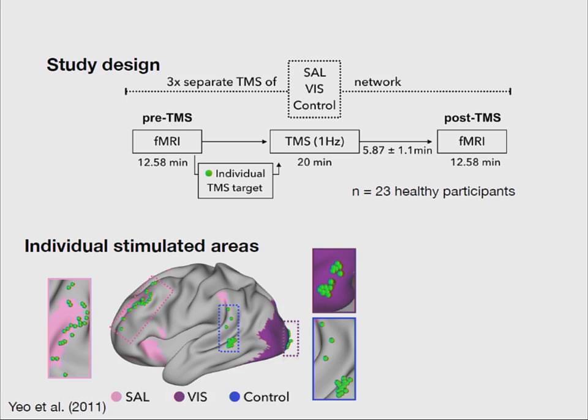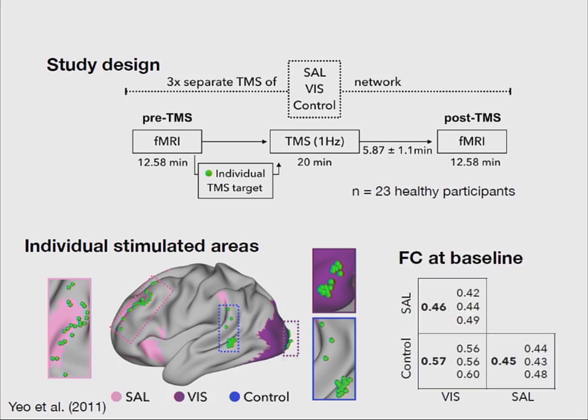Specifically, we select the frontal spot of the salience network, a high cognitive network, the visual cortex as a sensory network, and a control network in a junction between major networks. Importantly, all 3 networks of interest share a similar functional connectivity profile at baseline, meaning that the stimulation of any of them might be able to equally disturb the other networks of interest.